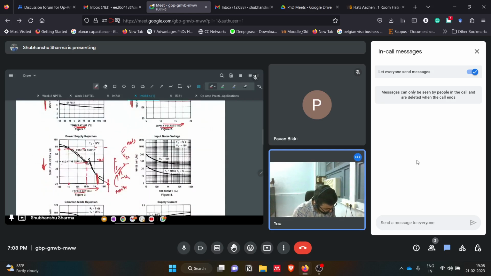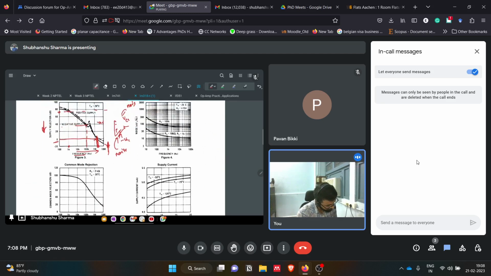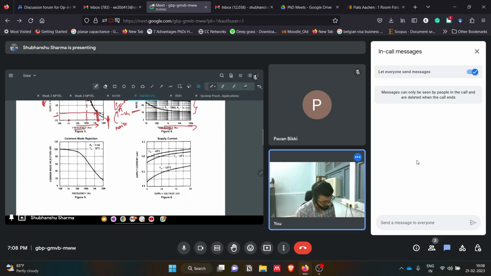Yeah, so 15 will be somewhere here. But if you talk about the gain one, here the supply rejection ratio is 0 dB only, it is very poor in this condition. This is frequency and noise: as we increase the frequency, the noise also increases.